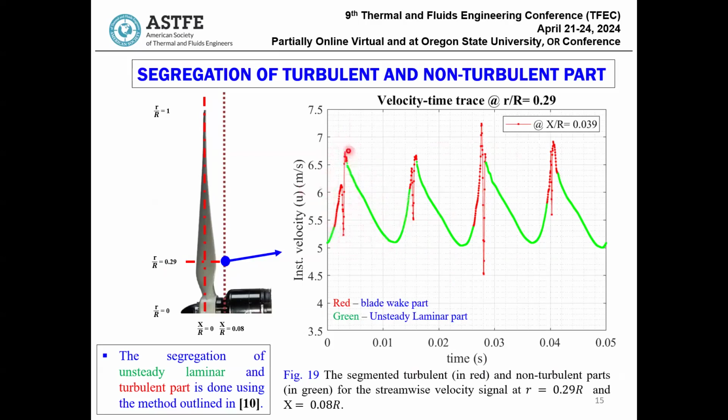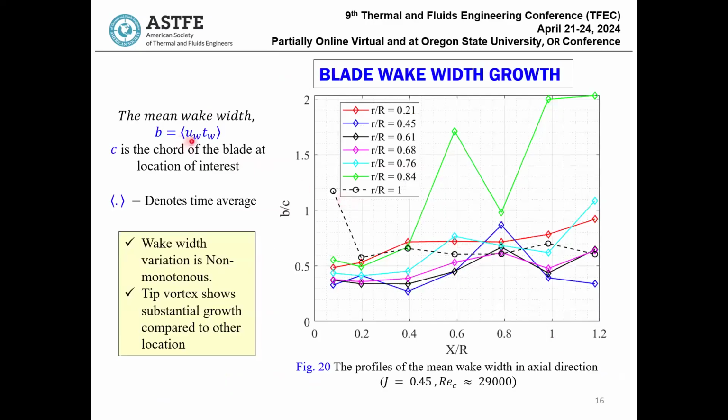From the blade wake portion, I have taken the mean velocity and the time for which it appears. Multiplying both, I get U_w T_w, and time averaging over 40 seconds, I get the mean wake width. That mean wake width is plotted here on the y-axis, non-dimensionalized with the chord length of the blade at that particular location of interest, for 7 streamwise locations. From this plot, you can see that the wake width growth is non-monotonous in the streamwise direction, and the tip vortex wake is growing much faster than other locations.